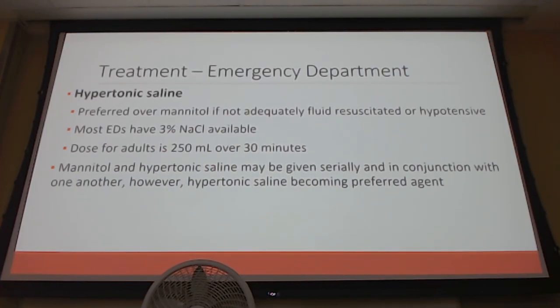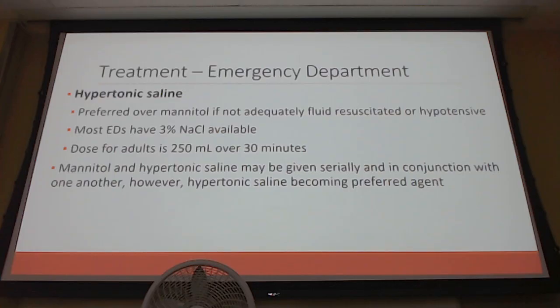Then here's our hypertonic saline. It's preferred over mannitol, especially if we're concerned for any sort of hypotension or we need to fluid resuscitate them. Commonly, we have 3% in the ER. They have a lot of higher percentages, like 20 something. There's a bunch of different ones you can use. We typically use 3%, and we start with like 200 milliliters. We can also give them in conjunction, mannitol and hypertonic saline.